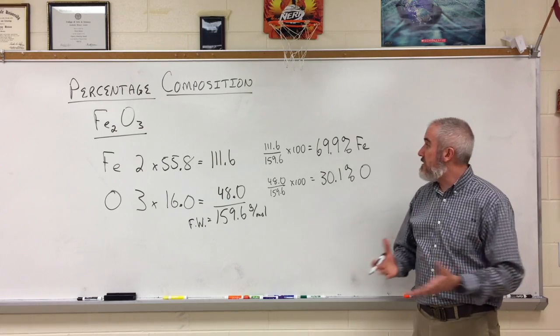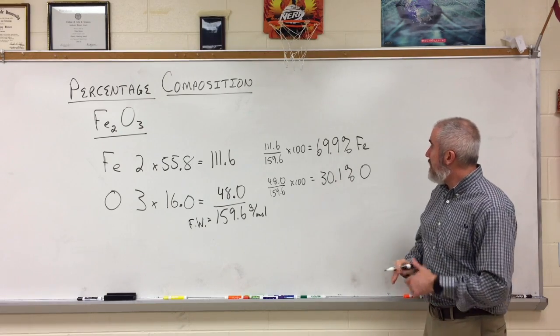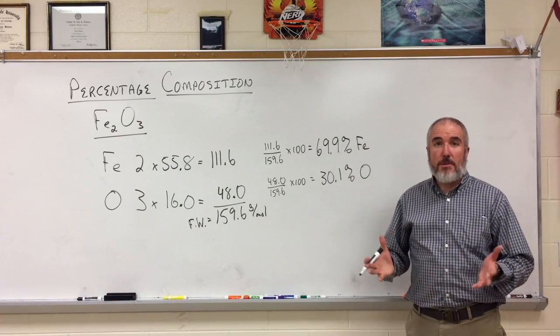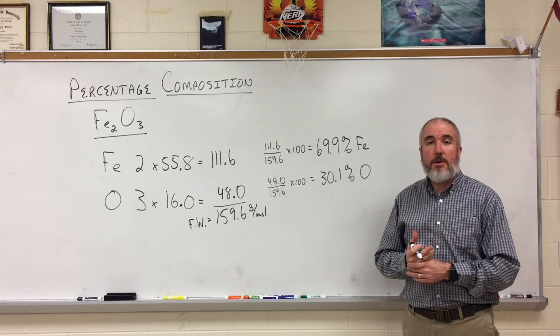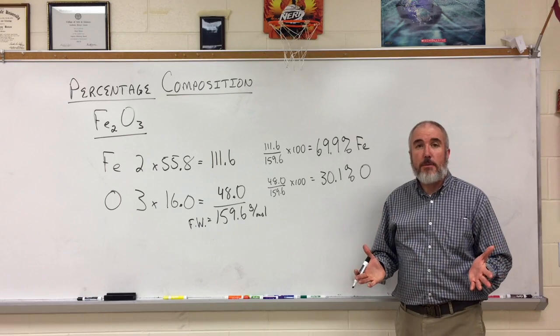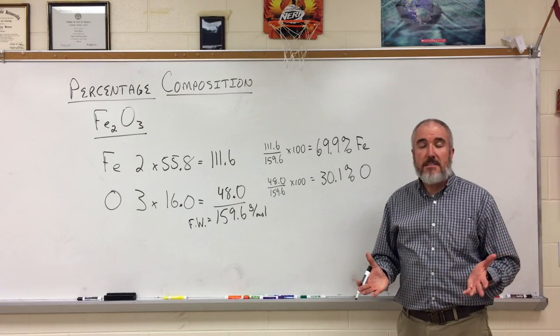So if we find a substance that is 70% iron and 30% oxygen, we know reasonably that it could be Fe2O3. All right, that's how we do percentage composition. Let's get some practice at it, and I'll see you soon.